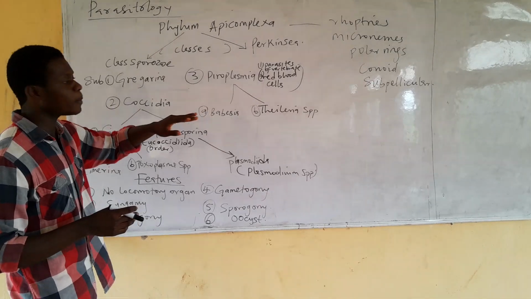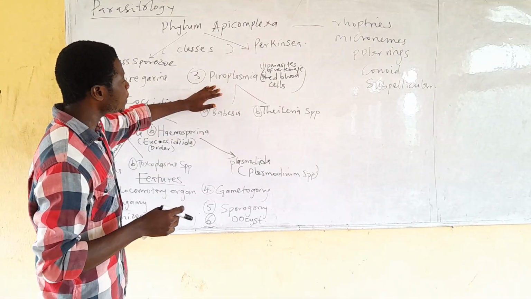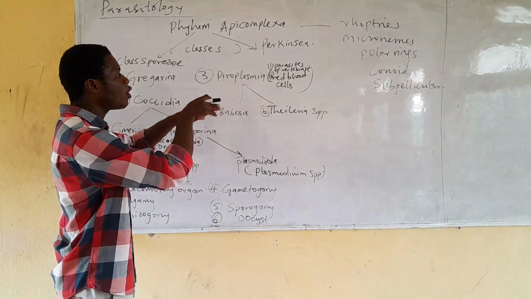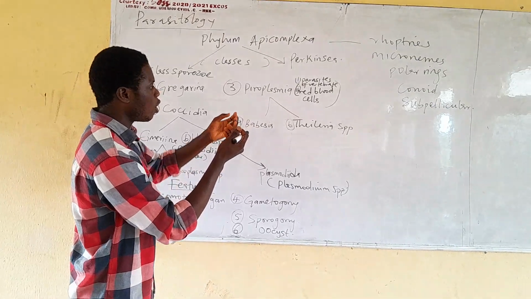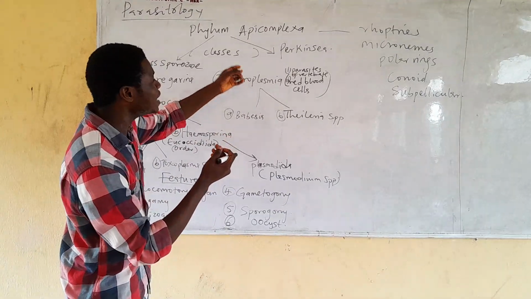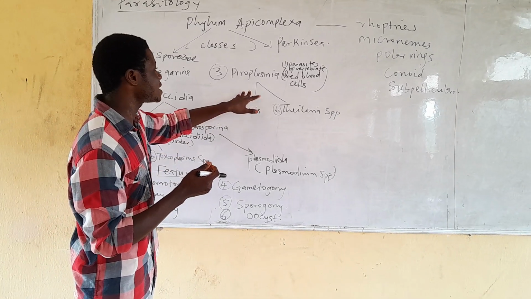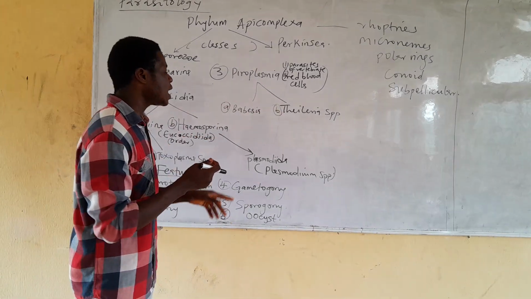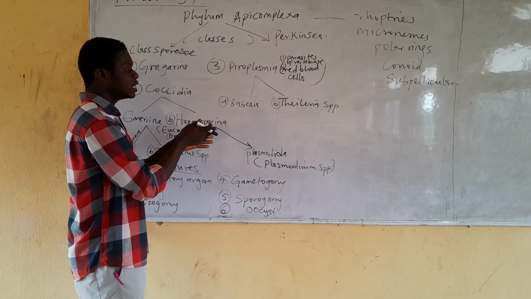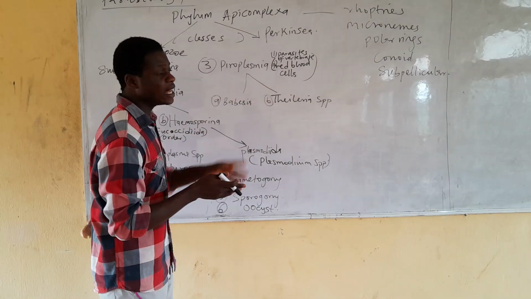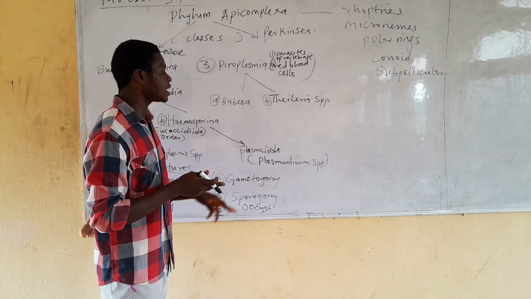Let's move to the Piroplasmia. The Piroplasmia are characterized as parasites of vertebrates that inhabit the red blood cells, and they are classified into two genera, Babesia and Theileria, which causes theileriosis.